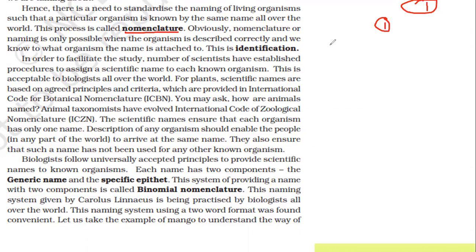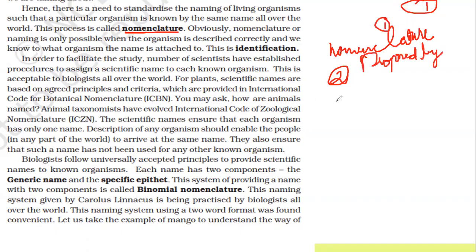We said nomenclature is the system of naming. Therefore, both plants and animals should be given a scientific name in order to avoid confusion. This nomenclature is of two types, binomial nomenclature and trinomial nomenclature. The idea of nomenclature was proposed by Caspar Bauhin, and it was established by a scientist known as Carl Linnaeus.